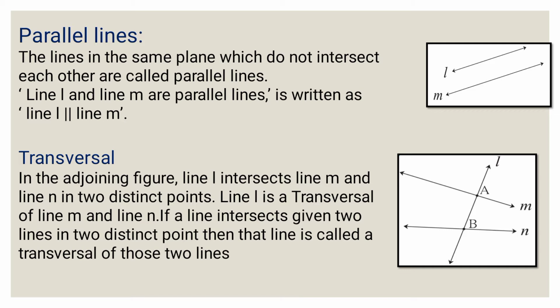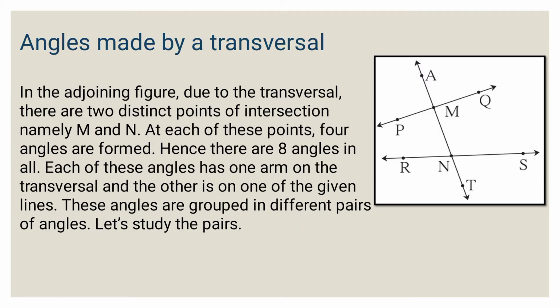Second, transversal. In the adjoining figure, line l intersects line m and line n in two distinct points. Line l is a transversal of line m and line n. If a line intersects two given lines in two distinct points, then that line is called a transversal of those two lines.